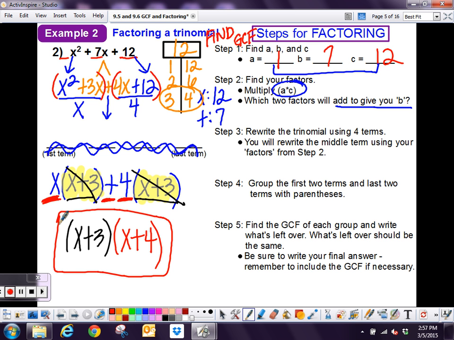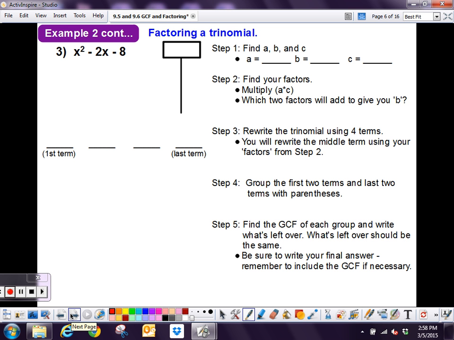Okay, if you didn't completely understand this first example, hopefully you'll get it on the second example. All right, let's look at this one. So we have x squared minus 2x minus 8. Remember that first step is to find the GCF. Now look at this, and it doesn't look like there is one.